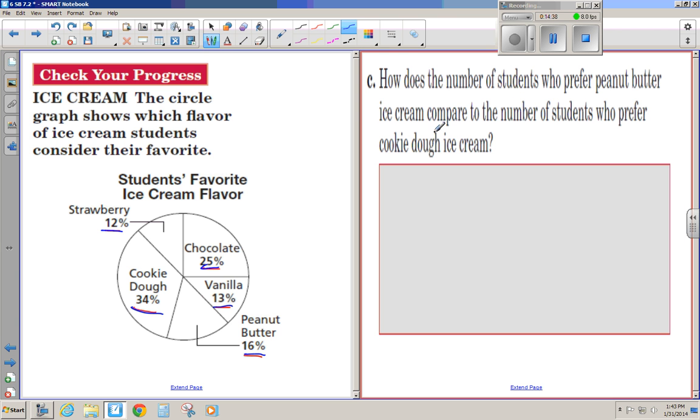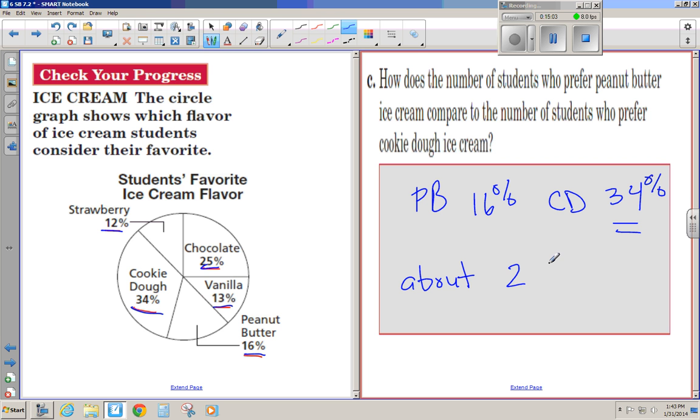How does the number of students who prefer peanut butter ice cream compare to the number of students who prefer cookie dough? Well, peanut butter ice cream was 16%. Cookie dough ice cream is 34%. And if you look at the two numbers, if you double 16%, you get close to 34. So your answer should be about 2 times as much. So they like cookie dough twice as much as peanut butter.